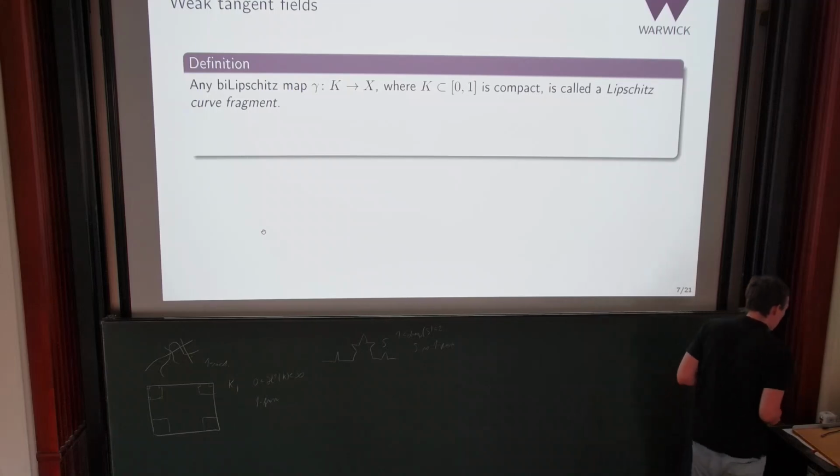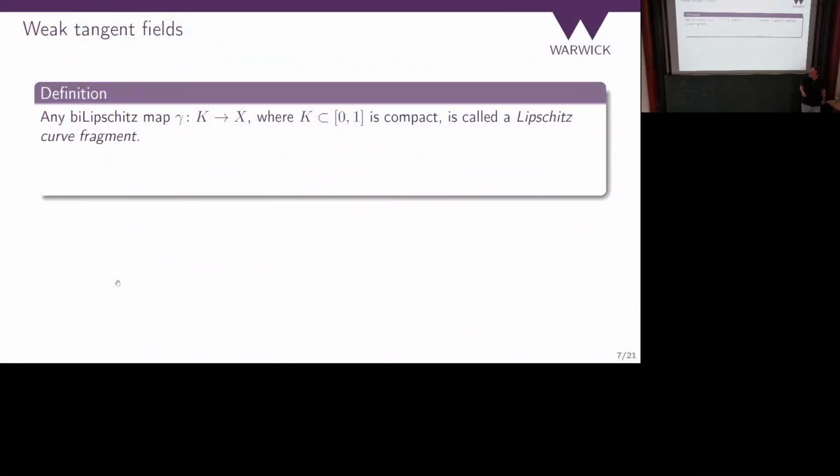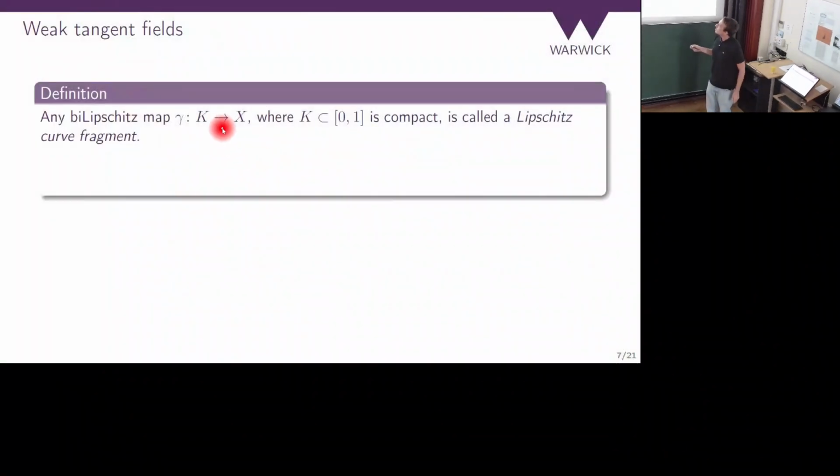Okay, so now I can define the first notion of a tangent. First, I'm going to need to consider Lipschitz curve fragments. Any bi-Lipschitz map from K to X, where K is a compact subset of [0,1], is called a Lipschitz curve fragment. Of course, if K is connected, then it's a curve. Here, the qualitative difference is that K can be, for example, totally disconnected. What you want to think of typically is a fat Cantor set, so something that has positive measure, so you can't forget about it, but it is so disconnected that you can't define a curve.